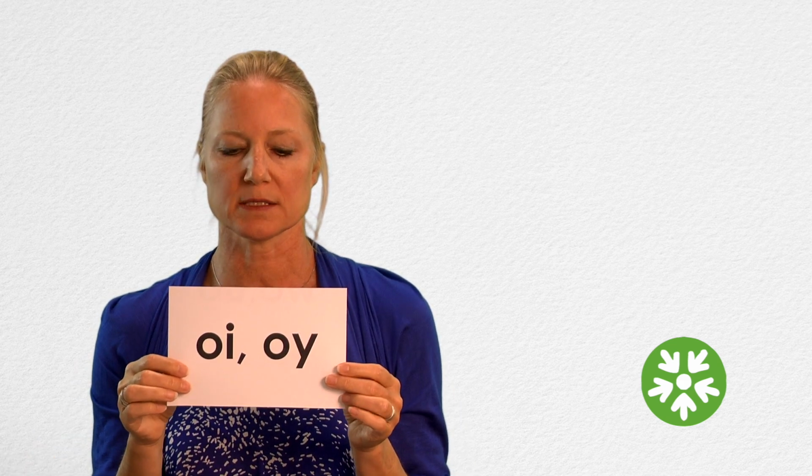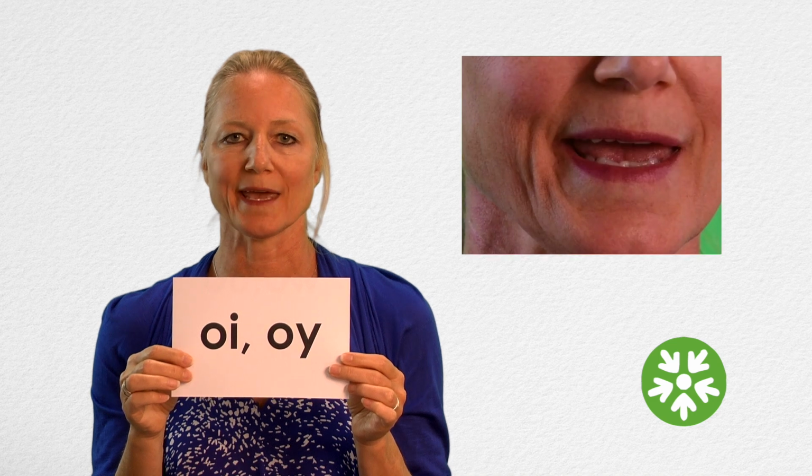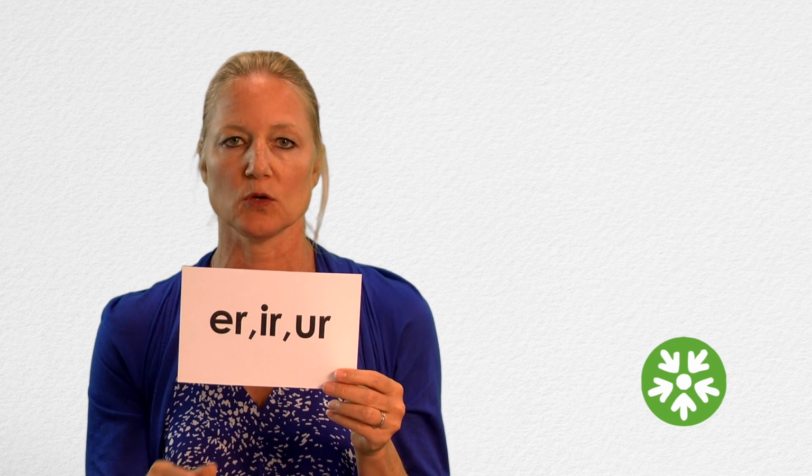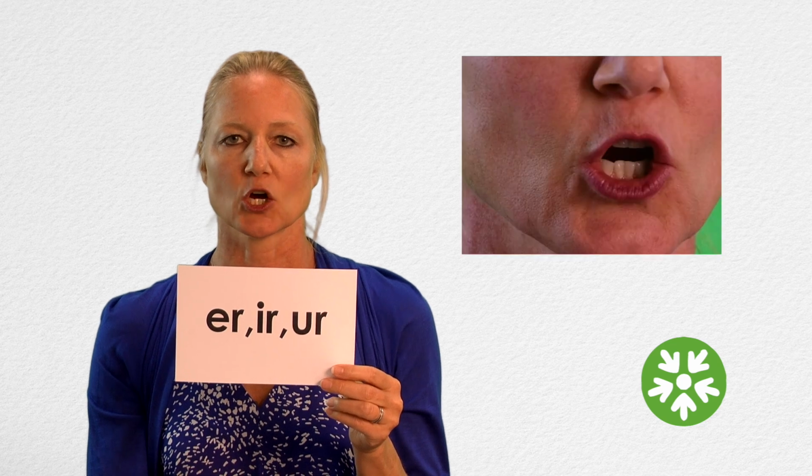OI and OY say oi. OU and OW say ow. And the R-controlled vowels, when the letter R comes after an E, an I, or a U, it says er.